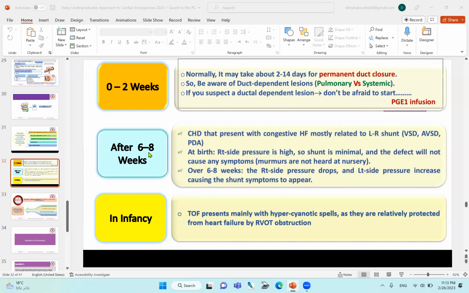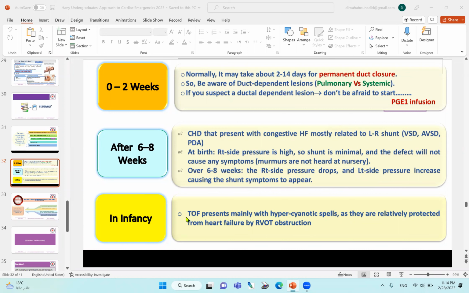At the age of 6 to 8 weeks, if there is a large left to right shunt lesion like VSD, AVSD, or PDA, they don't appear until then, because at birth the right side pressure is high, so the shunt is minimal and there are no symptoms. After 6 to 8 weeks, the right side pressure normally drops and the left side pressure increases, so the shunt symptoms appear.